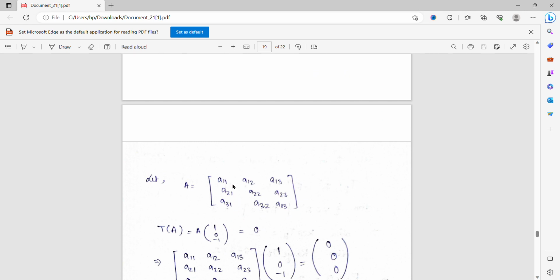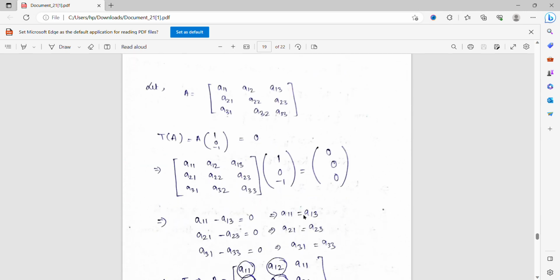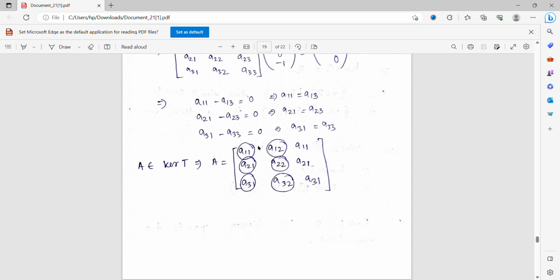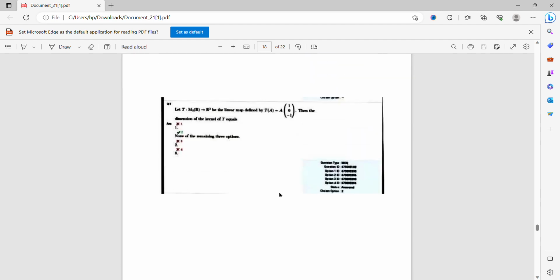So take A as an arbitrary 3 cross 3 matrix. Then A times (1, 0, minus 1) is (0, 0, 0). After computing, I get a11 equal to a13, a21 equal to a23, a31 equal to a33. So I have 6 free choices: a11, a12, a21, a22, a31, a32. I have 6 different choices for A if A is inside the kernel of T. So that means the dimension is 6. None of the remaining 3 options are correct, so option 2 is correct here.